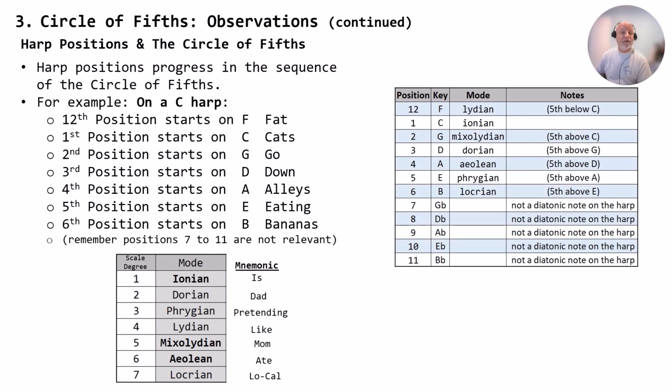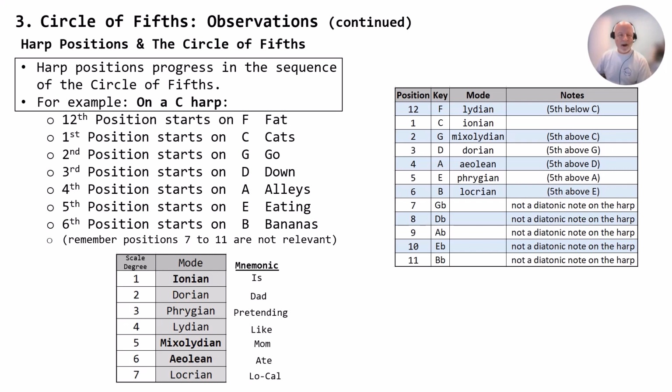Okay, now we're going to start talking specifically about the harmonica and the circle of fifths. So the harp positions progress in the sequence of the circle of fifths, which was a revelation for me when I first realized it. This was back before the internet. You just kind of discovered this stuff as you went along trying to learn it.